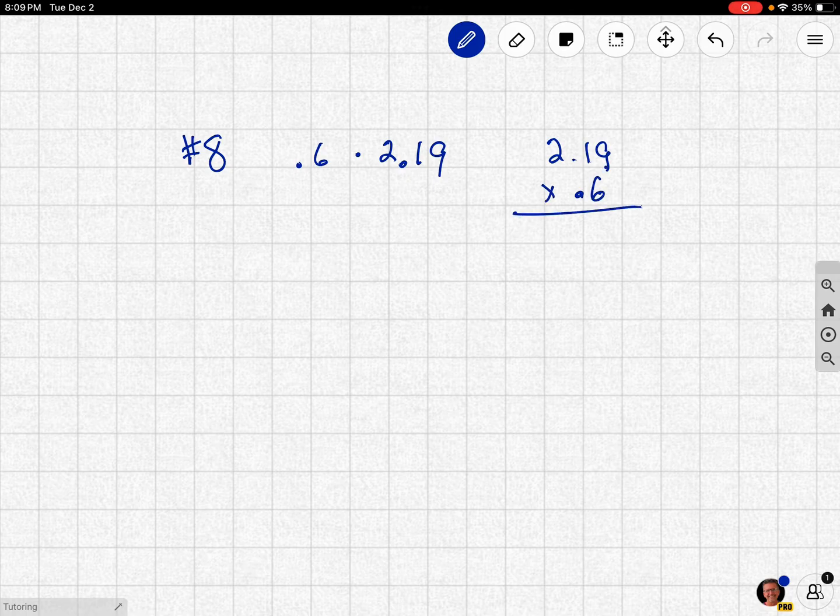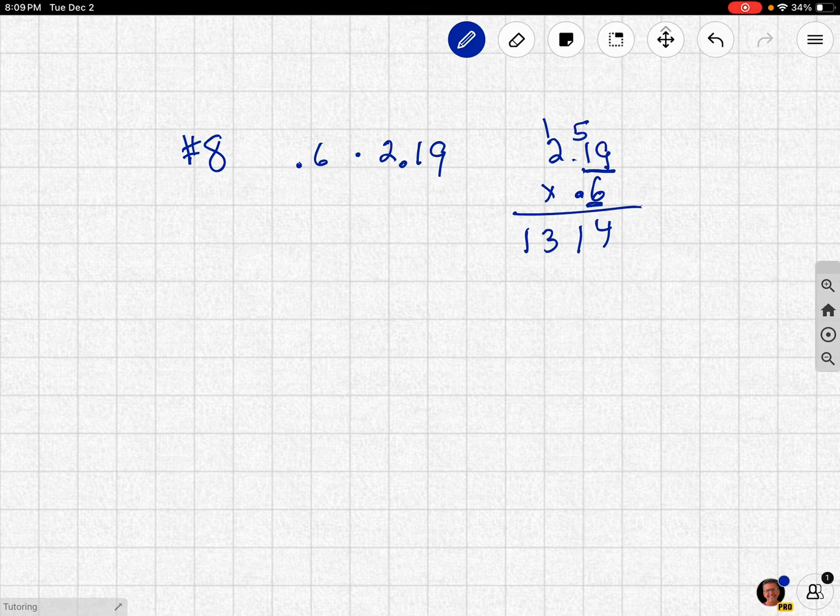Less steps involved. 9 times 6 is 54. And 1 times 6 is 6 plus 5 is 11. And 2 times 6 is 12 plus 1 is 13. Now, the natural thing for all of us to do is just to stick a decimal point between the 13 and the 14 because it looks really nice right there, but that's not necessarily where it goes. We have to determine where it goes based on logic and also how many numbers we find in the problem on the right side of the decimal point.